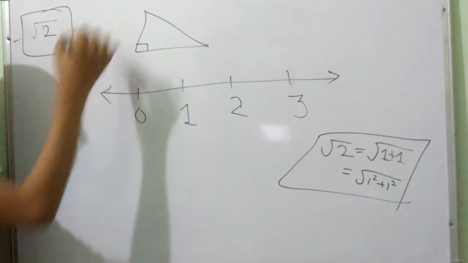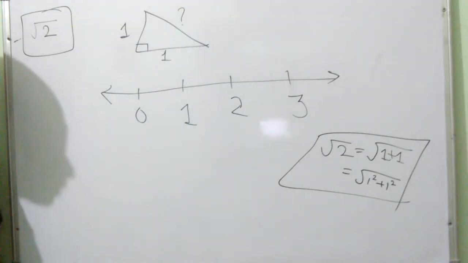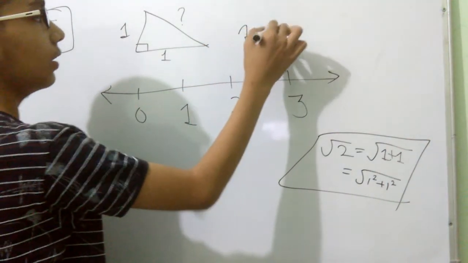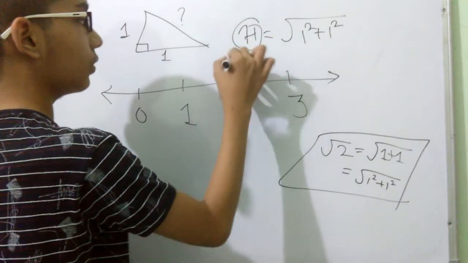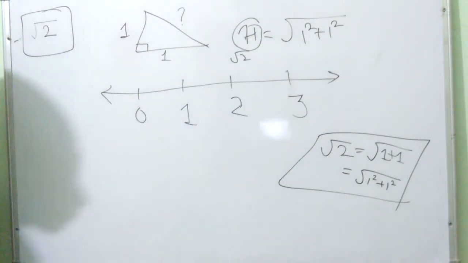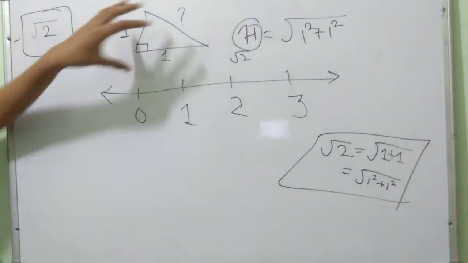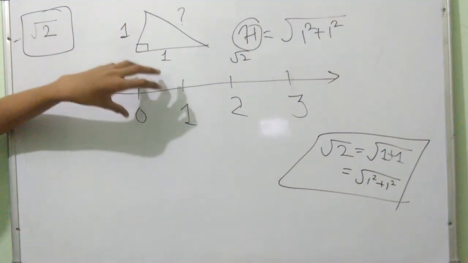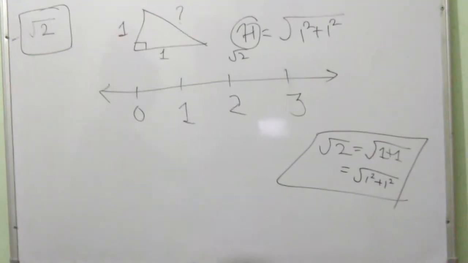Now, suppose here is a right angle triangle, okay? Let's see. And this is 1, this is 1. What will be the hypotenuse? Tell me. The hypotenuse will be root of 1 square plus 1 square. That means hypotenuse will be root 2. So, if we make a right angle triangle on a number line, then that right angle triangle's hypotenuse is root 2. So let's learn how to do so.